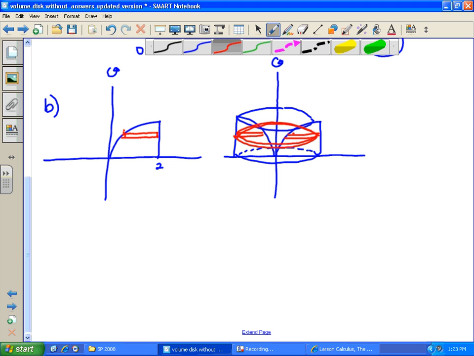What is the thickness of this rectangle? The thickness is delta y, right? In the integral, we use it as dy.